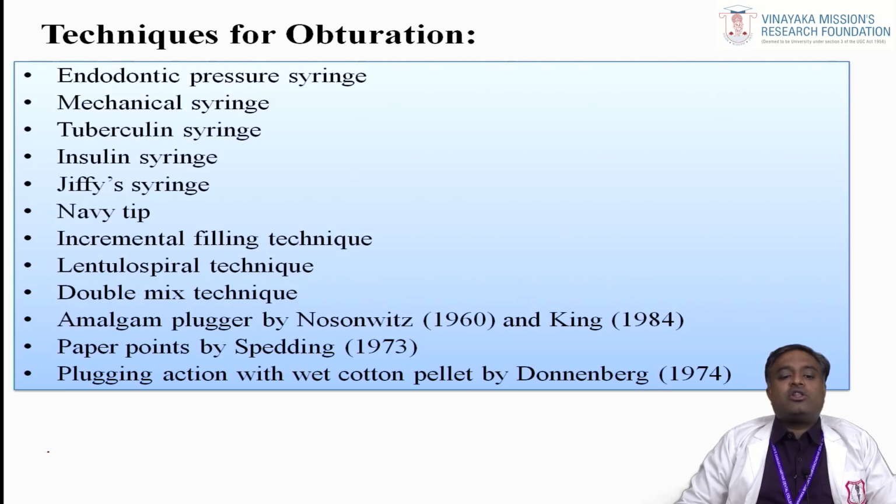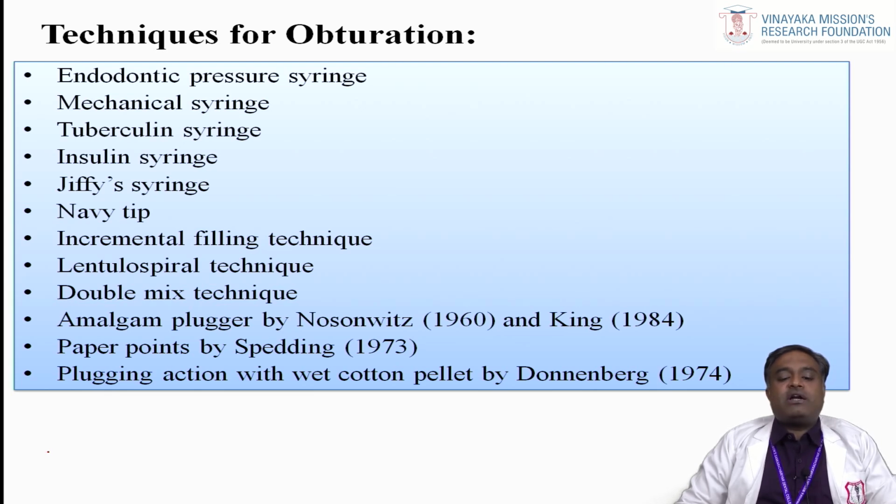So coming to the techniques for obturation, there are different techniques. They are: endodontic pressure syringe, mechanical syringe, tuberculin syringe, insulin syringe, navi tip, Jiffy tube, incremental filling technique, lenturospiral technique, double mix technique, and amalgam plugger, paper points by Spedding in 1973.